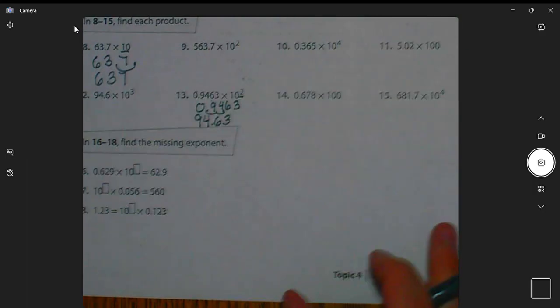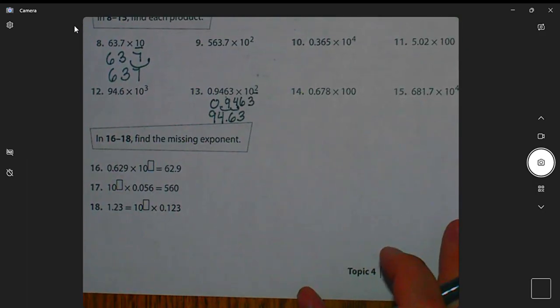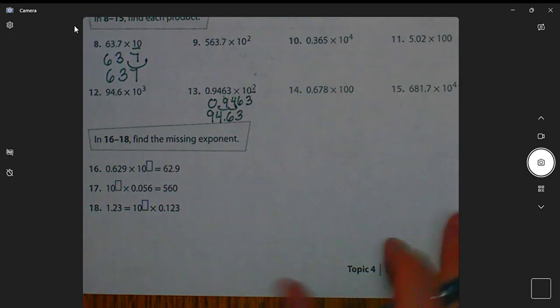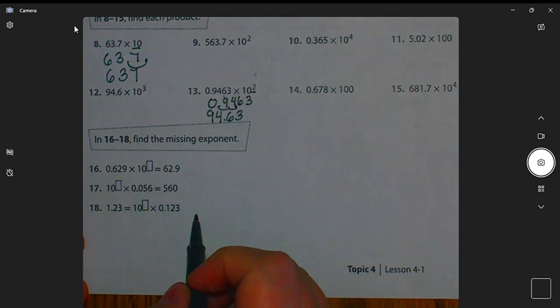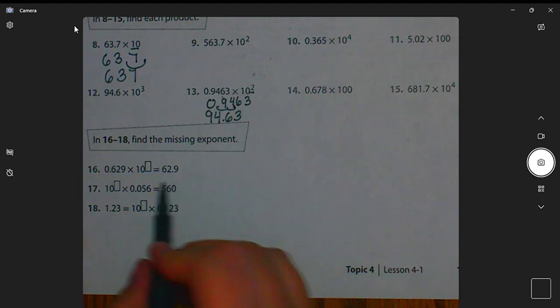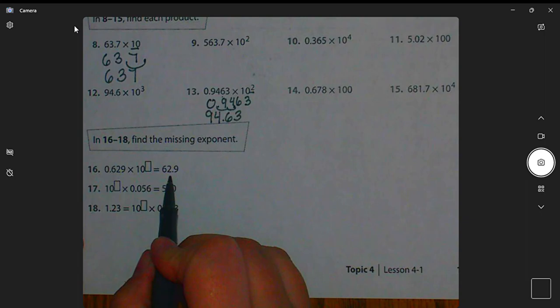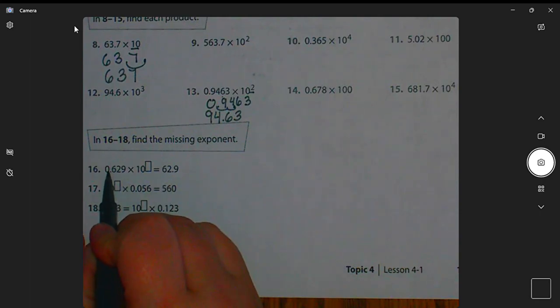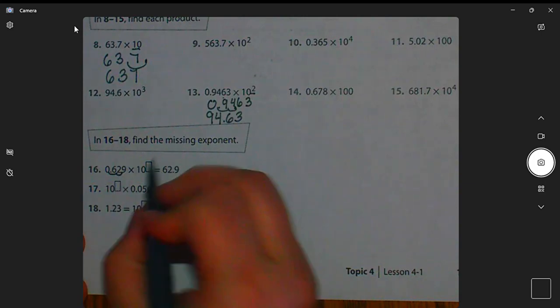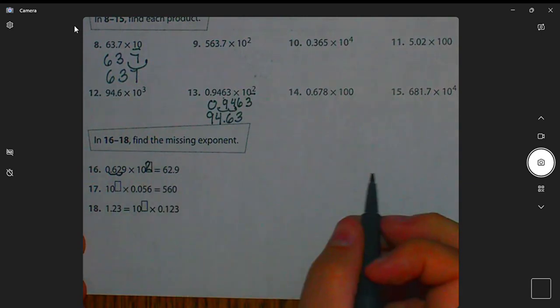Let's look down here at number 16. So now you're going to tell me how many times the decimal moved. I'm starting with 629 thousandths, and I'm ending with 62 and 9 tenths. How many places did that decimal have to move? How many times did it have to jump? Well, let's count. 1, 2. Hey, you were right. It's 2.